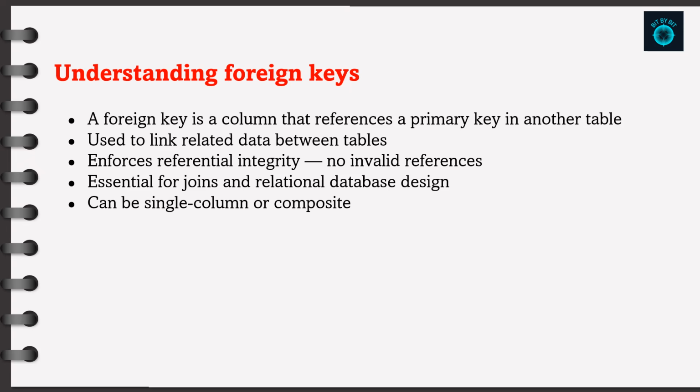Foreign keys are crucial because they enforce referential integrity. This means that a foreign key value must match an existing value in the related table's primary key column, or it must be null if allowed. Invalid references are not permitted. This relationship is what makes joins possible, allowing us to combine rows from different tables based on their related keys. Foreign keys can reference a single column, which is most common, or a combination of multiple columns when uniqueness depends on more than one field.